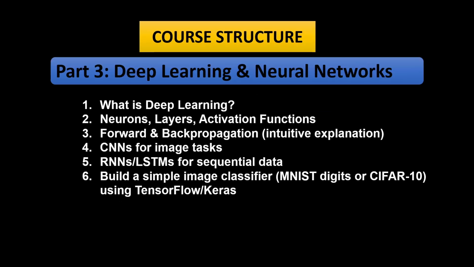Part 3, deep learning and neural networks. So this is my favorite part. So in this part we will see what is deep learning, why we need deep learning if we already have machine learning, and we will see different types of neural networks. Okay, and then we will see neuron, layers and activation function. We will discuss the most important concepts in deep learning, forward propagation and backward propagation.